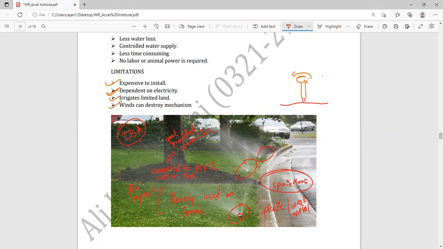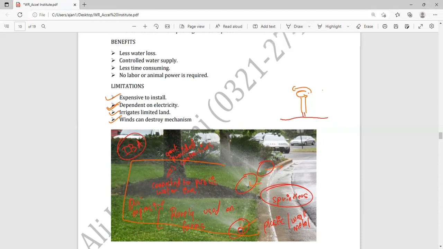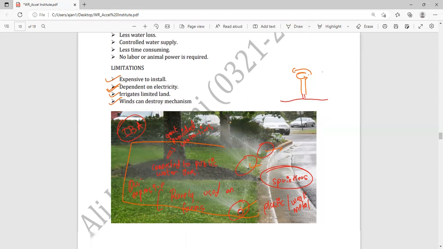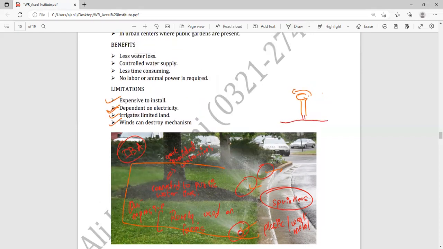And of course, as you can see, in such a small space you need three sprinklers. So they irrigate a small piece of land technically, but they are also beneficial. If they are installed in Pakistan, they have certain benefits as well. Do you require any animal for the system to work? No, the system is automatic. It's less time consuming, and the water supply can also be controlled. So these are some of the benefits.